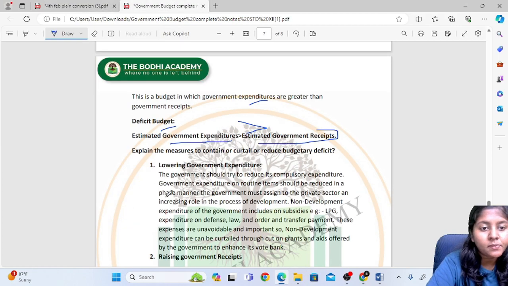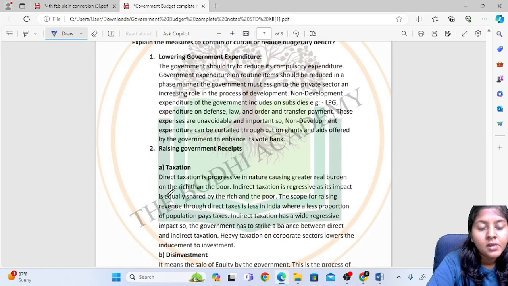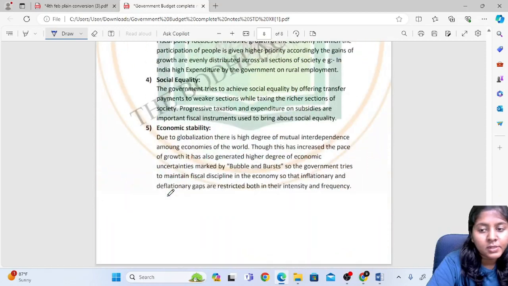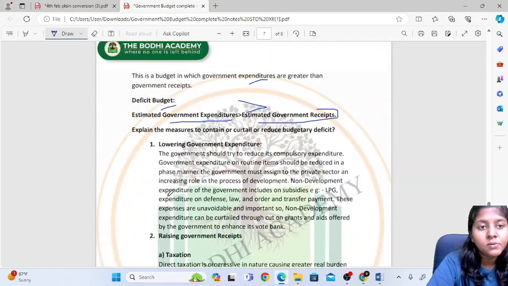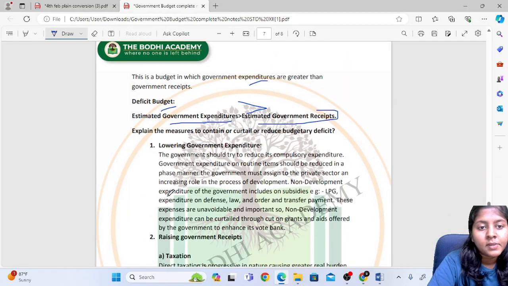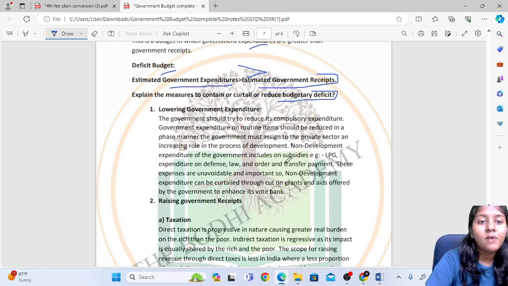Okay, then the next thing that is left is with regards to how we can measure or reduce the budgetary deficit. How can a government reduce its expenditure?